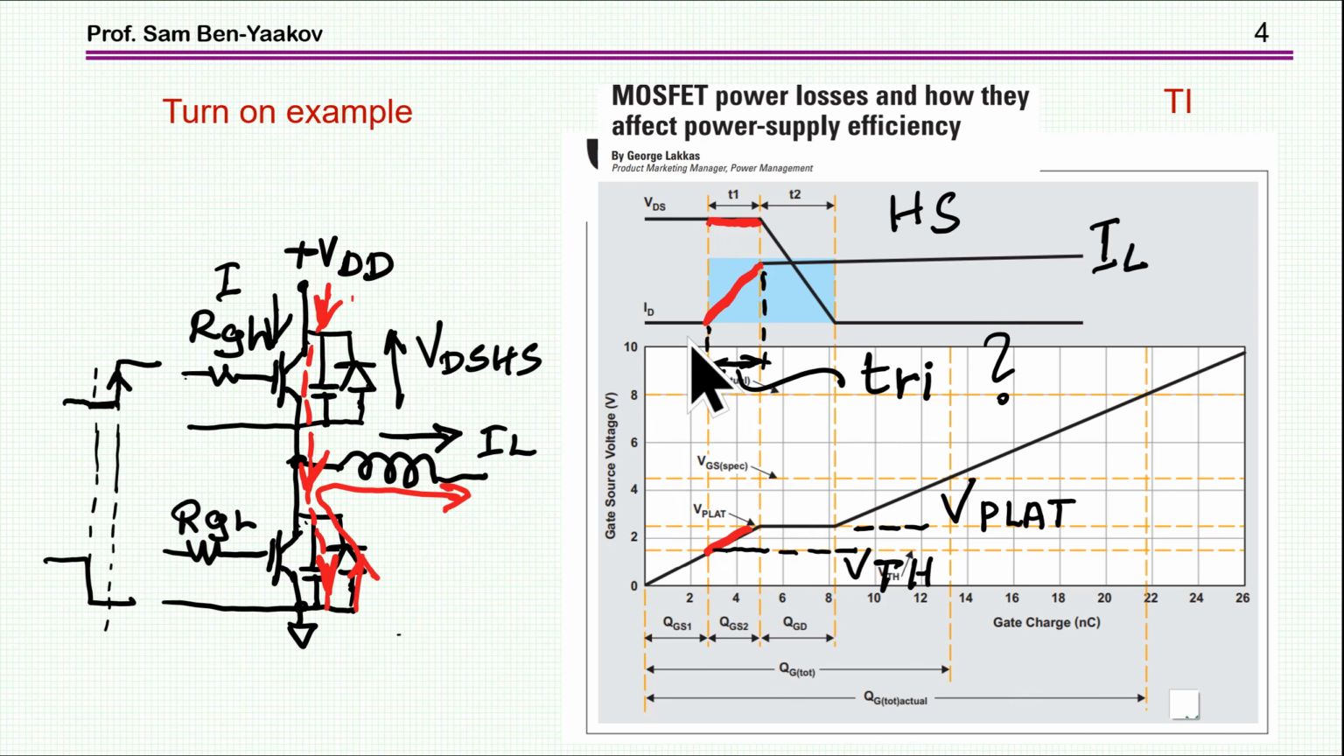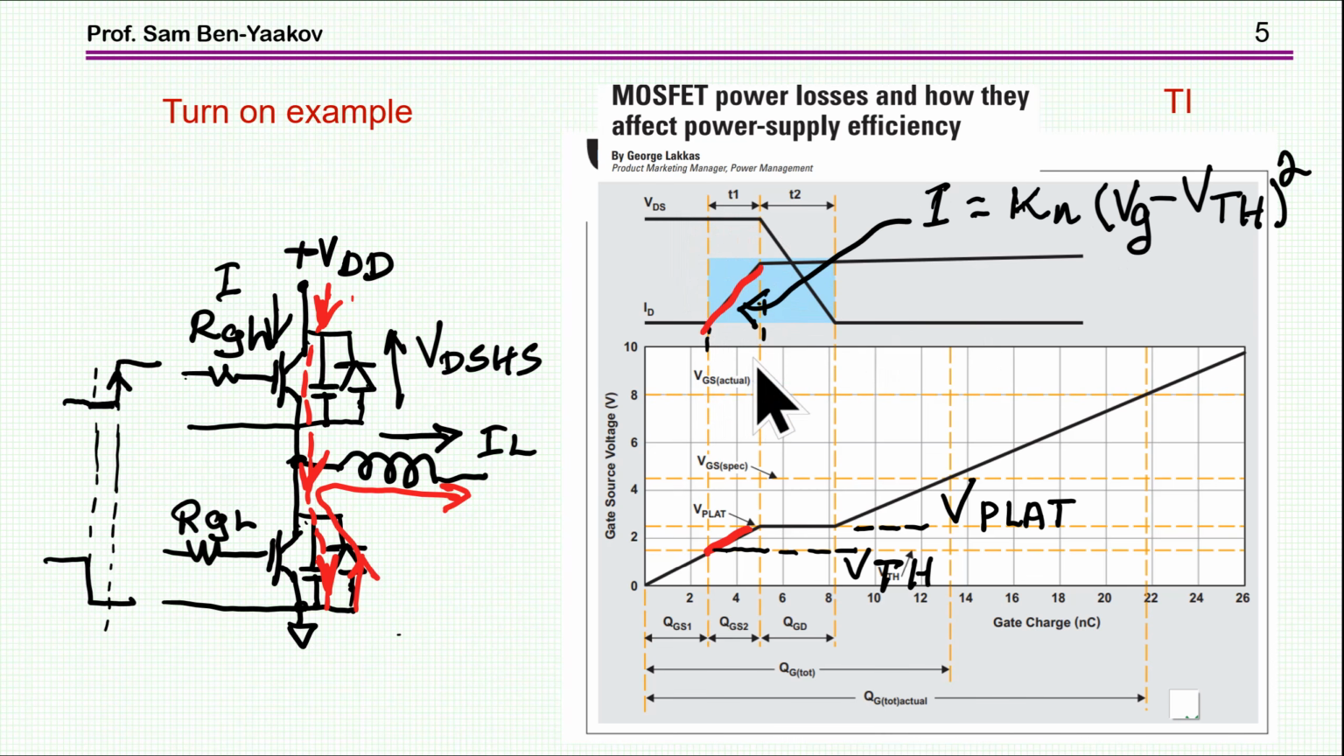So the rise time of the current is from the time that the voltage reaches the threshold until we reach the plateau. Now this time is not given in the datasheet. So you need it, of course, in order to get the estimate of the total loss, which is the product of the voltage times the current. Here we have a high voltage, we have the current, and this time, as I've said, is unknown.